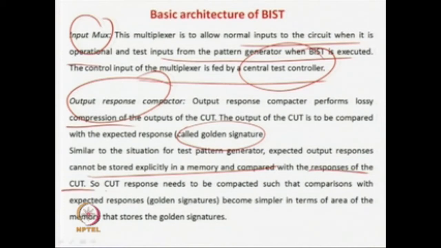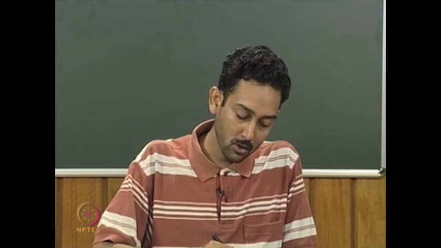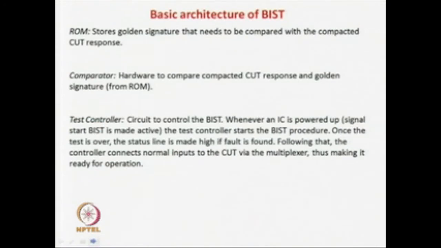So, what do we have to do? We have to compact it, so that the golden signature itself becomes simpler in terms of the area of the memory that stores the golden signatures. You compress it so that whatever you have to compare will be smaller in size, so your ROM area will be less. But it is a lossy compression. Sometimes we will find that we are actually losing some test coverage because of this compression, but still you have to go about it, because you cannot afford a huge area overhead in this case.